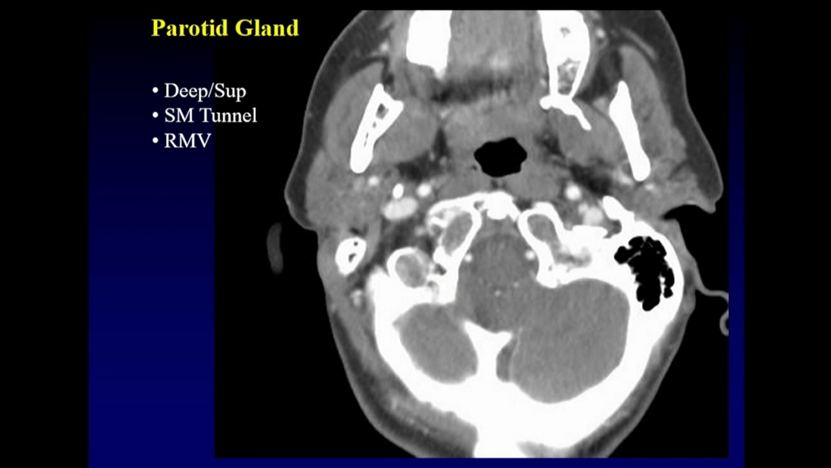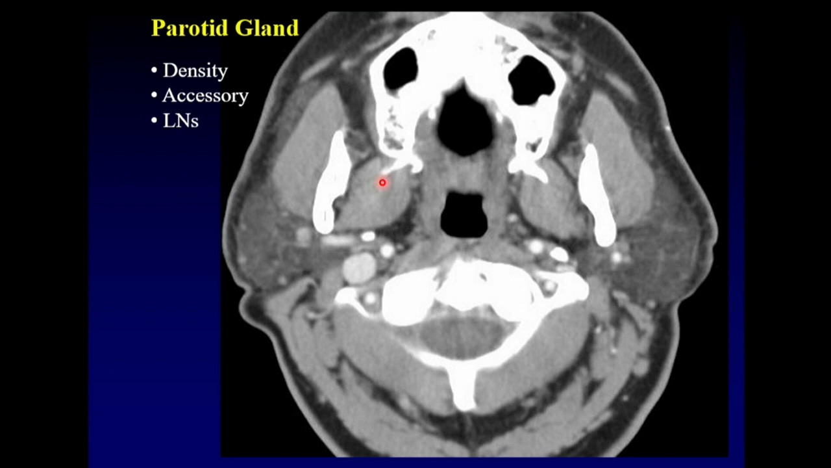There's an important anatomic concept at play here, and that is the concept of the styloid process and the mandible. And in between the styloid process and the mandible is the stylomandibular tunnel. The deep lobe of the parotid extends through that stylomandibular tunnel, and so it is easiest to find in that location.